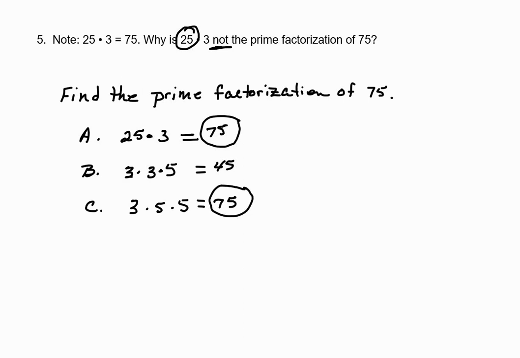So you can't just look at these numbers here on the end to figure out which one is the right answer. You have to be sure that you have the prime factorization. All of the numbers that are being multiplied are prime. In choice A, the 25 is not prime, so the correct answer here is C.